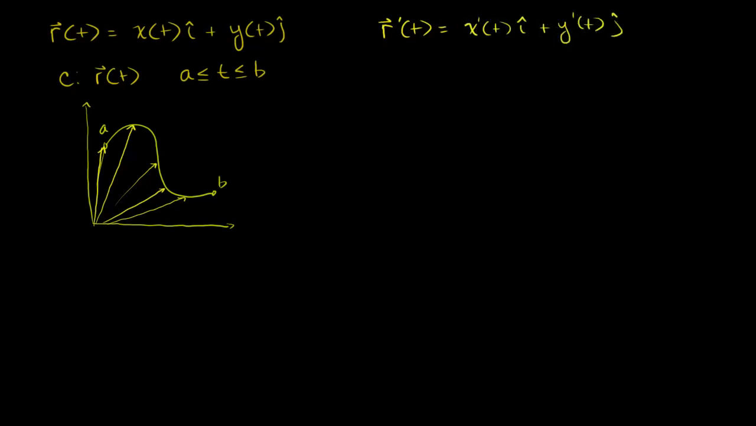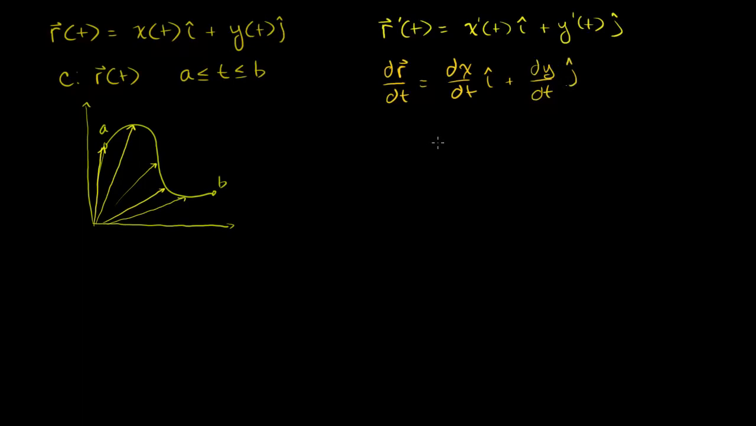Or another way to write that, and I'll just write all the different ways just so you get familiar with them, dr dt is equal to dx dt. This is just a standard derivative, x of t is a scalar function, so this is a standard derivative, times i plus dy dt times j.